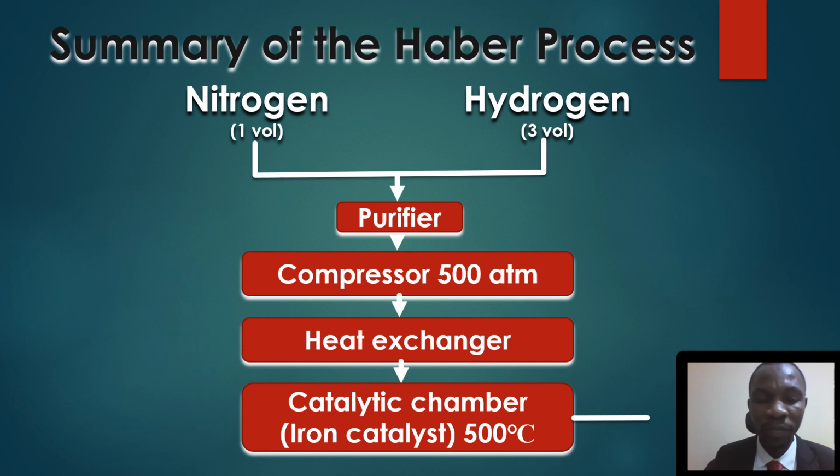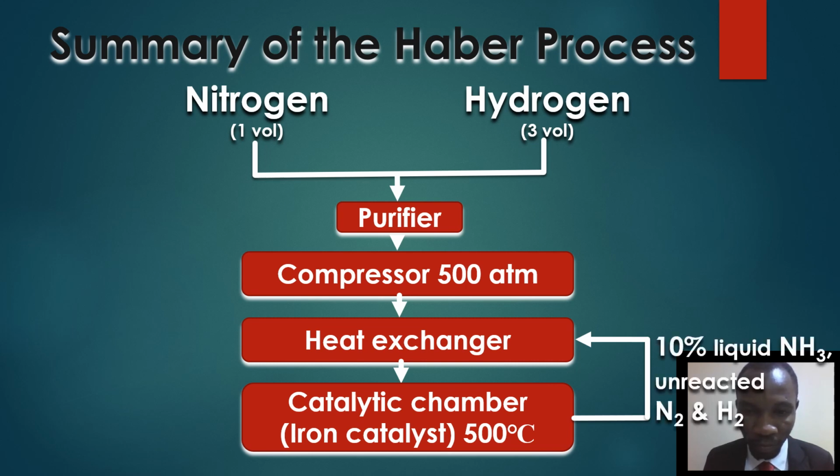Now, the products from the catalytic chamber are taken back to the heat exchanger. Because they are hot, they are taken back to the heat exchanger to cool them. And the heat which is absorbed from this hot mixture, that is the hot product, is used in heating the incoming reactants. So which are these products from the catalytic chamber?